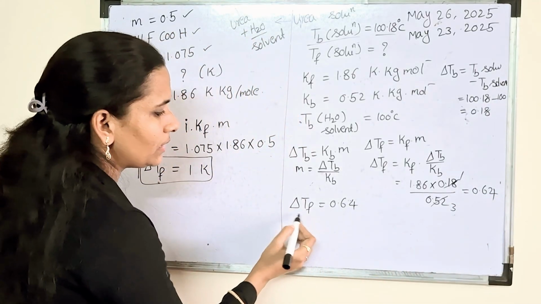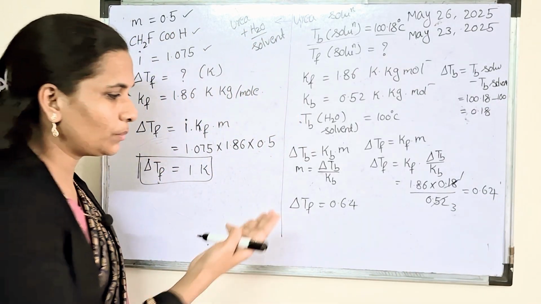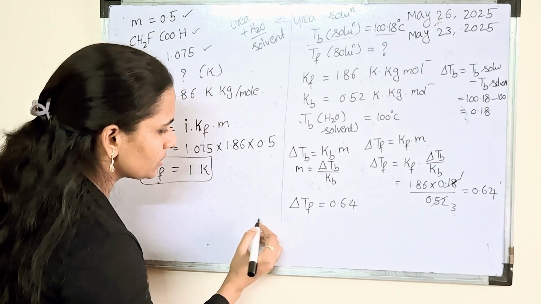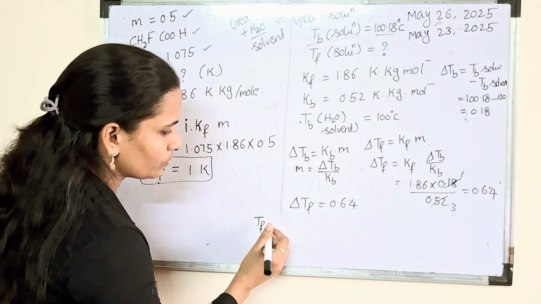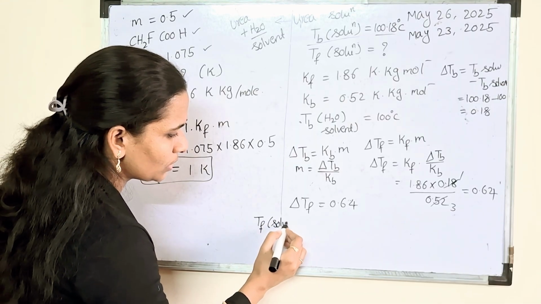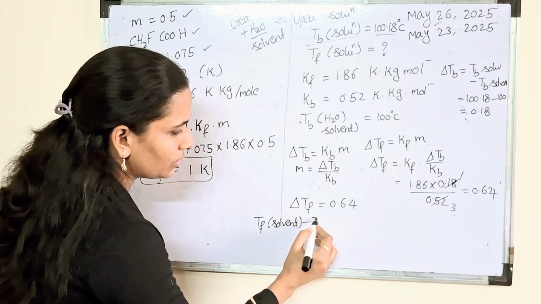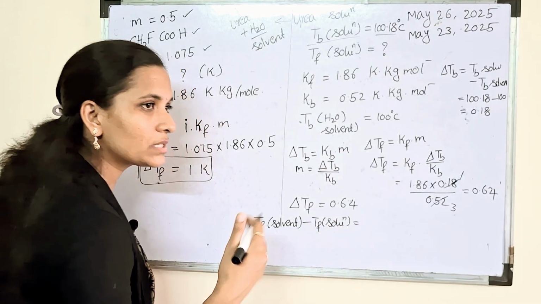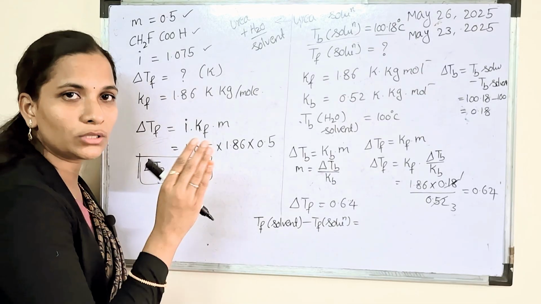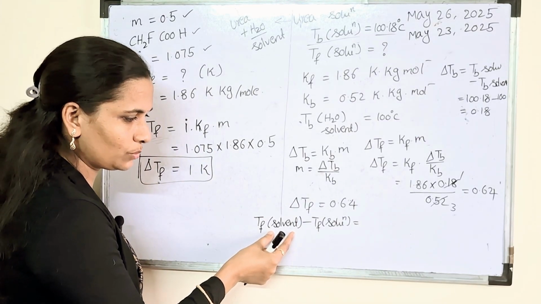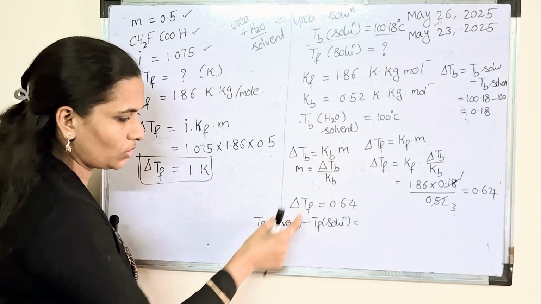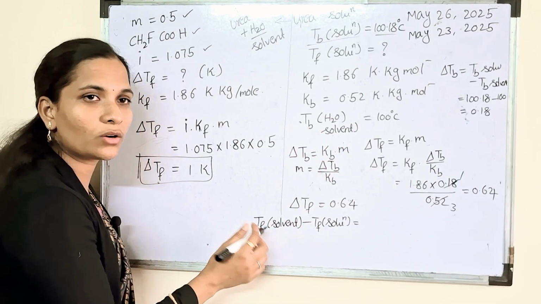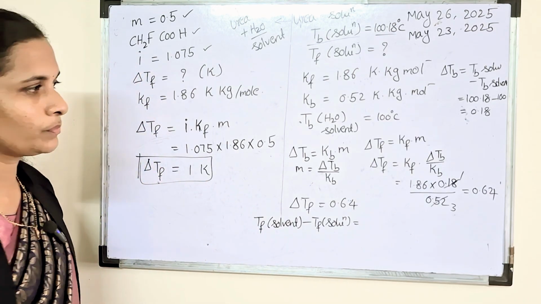0.64. Now what is delta TF? This is the depression in freezing point. So how to calculate depression in freezing point? This is TF of pure solvent minus TF of solution. Why? Because the freezing point is decreased after adding the urea. Initially the pure solvent, which one? Water. After adding urea, its freezing point is decreased. So that's why we call this the depression in freezing point.